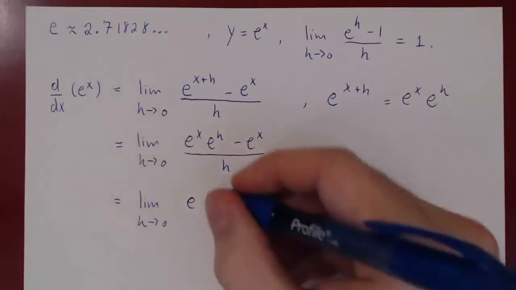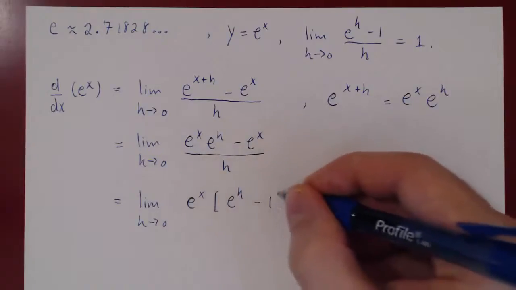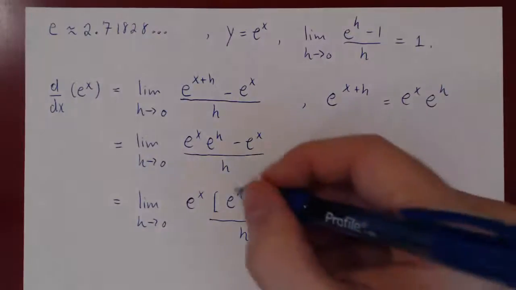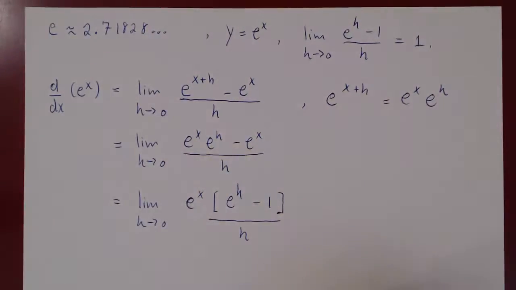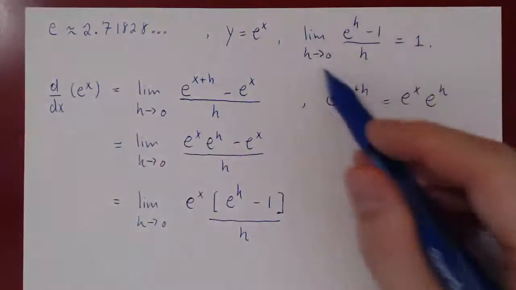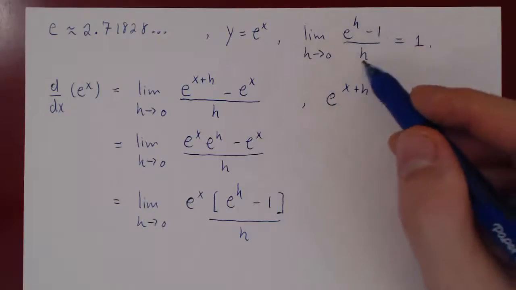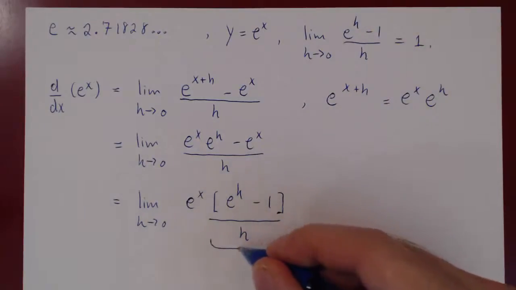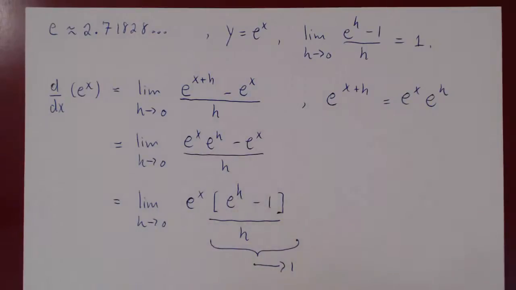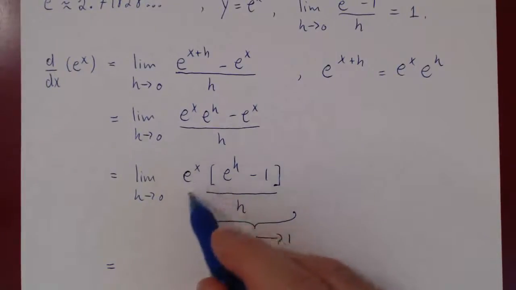So we have e to the x times, we're left with (e to the h minus 1) over h. But if you go back to how we defined e, it was the number between 2 and 3 with this property. So as h shrinks to 0, (e to the h minus 1) over h approaches 1. And this is what we have right here. This will approach 1. And therefore, in the limit, we'll end up with e to the x.